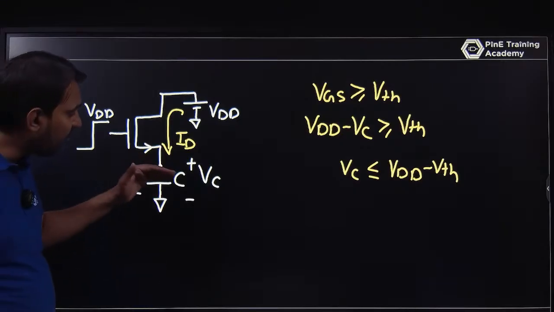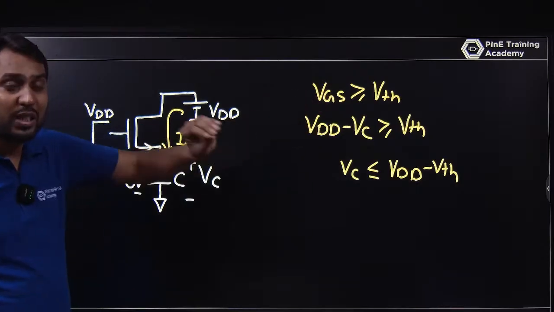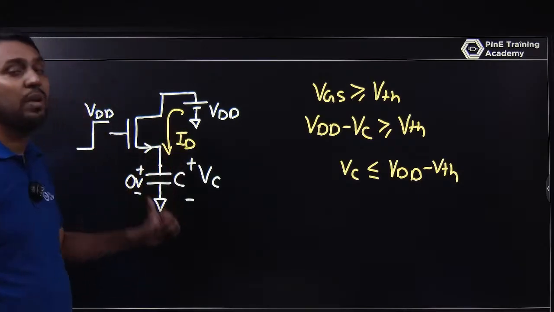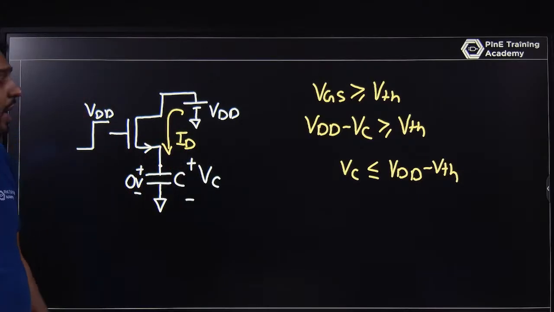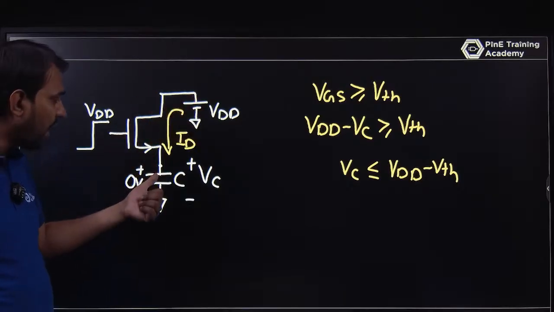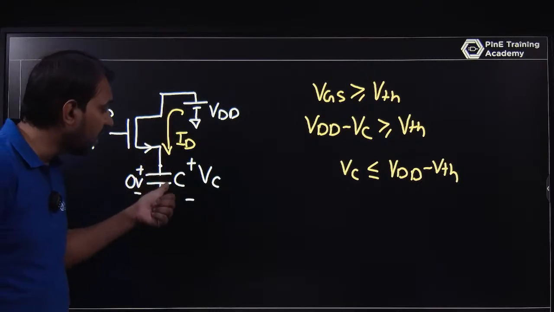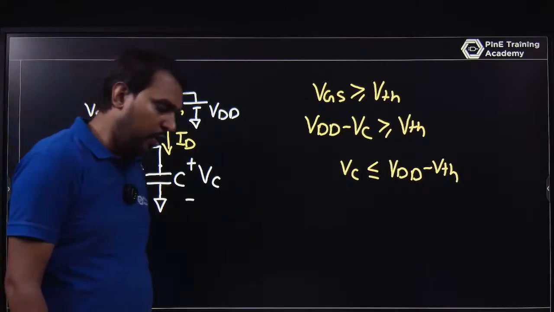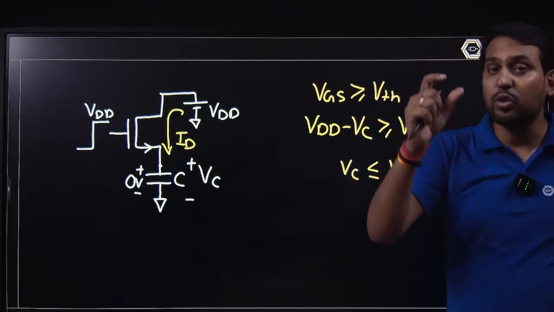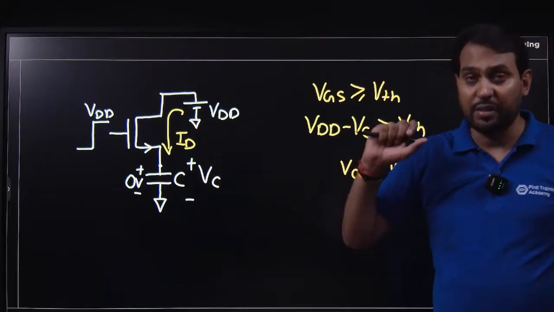Once it reaches VDD minus VTH, the gate-to-source voltage is equal to VTH, and it may be less than that. Then the MOSFET will be off, like an open switch. If the MOSFET is open, the supply is not connected to the capacitor, and the drain current is 0. So the capacitor will charge only till VDD minus VTH. Through the NMOS you can't charge till VDD, it will be charged to a maximum of VDD minus VTH. That's why NMOS is not good for charging.